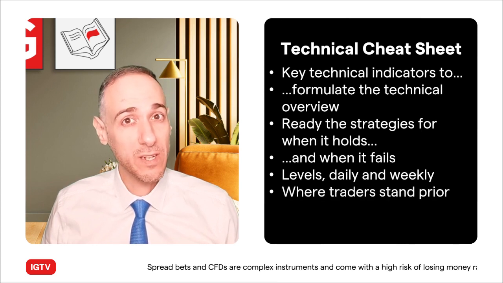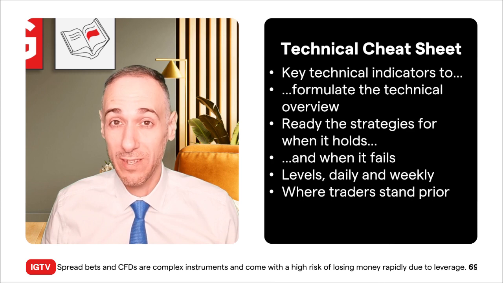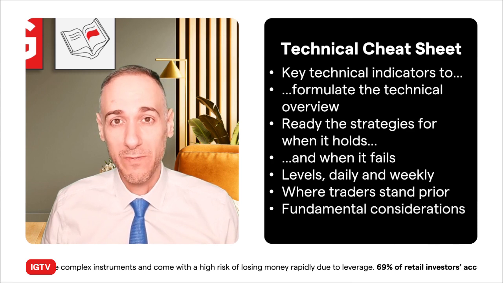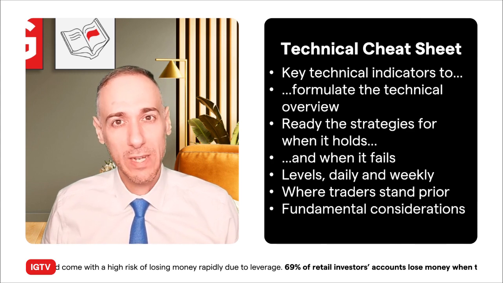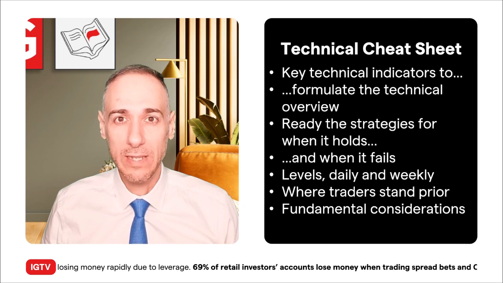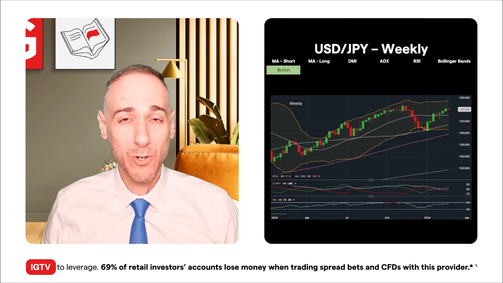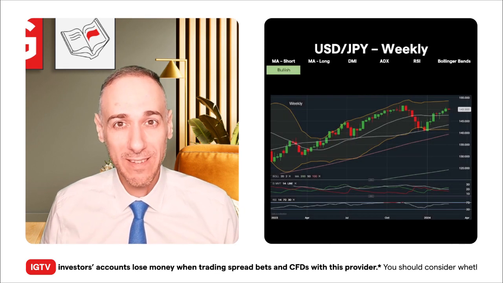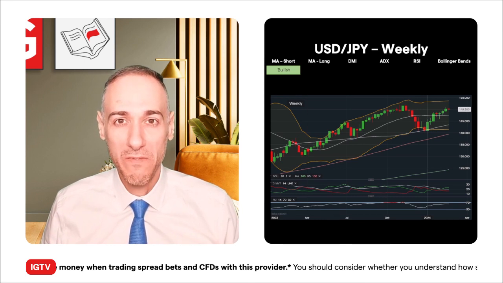And while not a sentiment study video, we are going to take a look at where traders stand, which is an interesting one for this product, as well as fundamental considerations that might throw a wrench into those key technical indicators. And for this week, we've gone for a tricky one. USD/JPY as price oscillates, as of doing this video, near the 150 line.